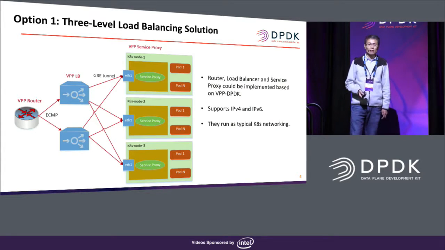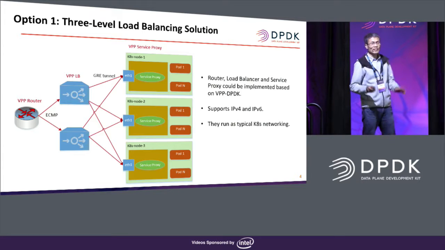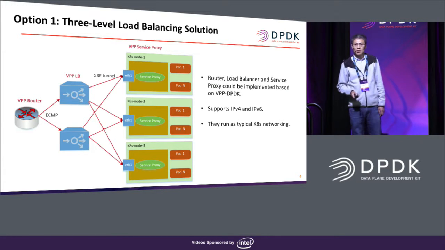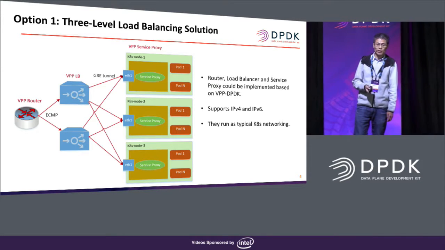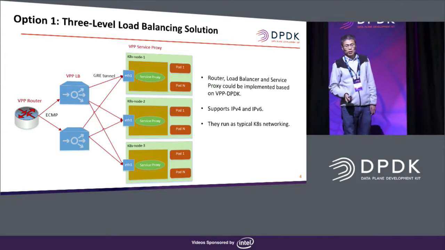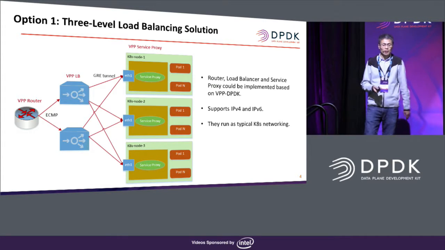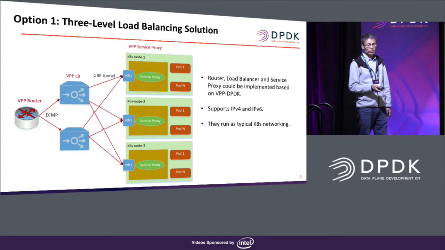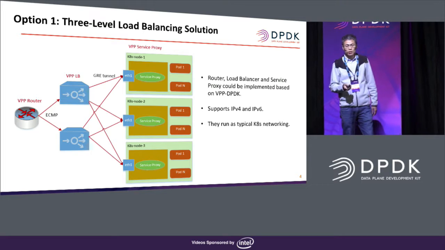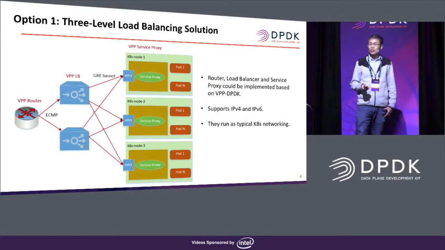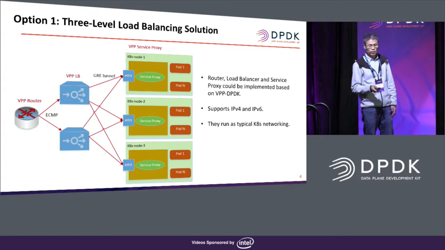Okay, this is option 1. It's a 3-level load balancing solution for cloud. There are 3 key components for this. One is the router, the second one is load balancing, and the third one is the service proxy. The router, load balancing, and service proxy can now be supported based on VPP and DPDK, and it can support both IPv4 and IPv6. This solution runs as a typical Kubernetes cloud networking solution.